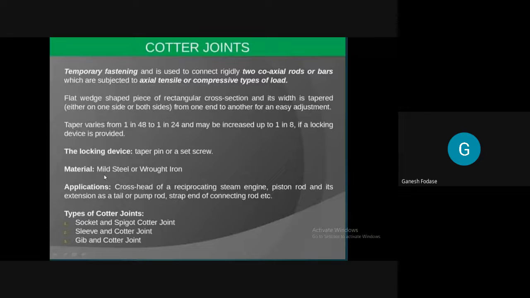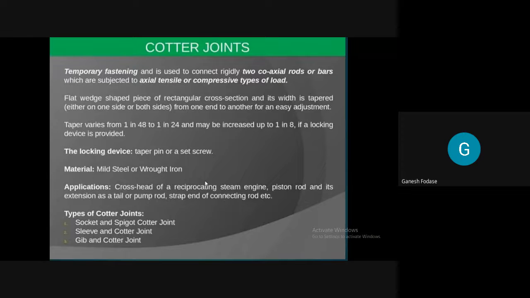The material for that will be mild steel or wrought iron. Applications, I told you, are the reciprocating steam engine piston rod and its extension as a tail or pump rod, the stamp, the connecting rod, etc. There are different applications in bicycles also. I hope you have seen this quarter joint. In the bicycle pedal, yes, just a pin is there.